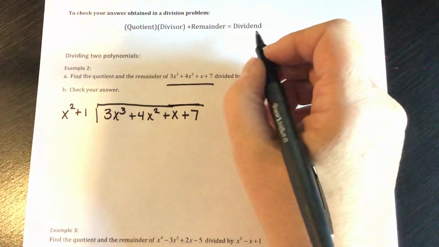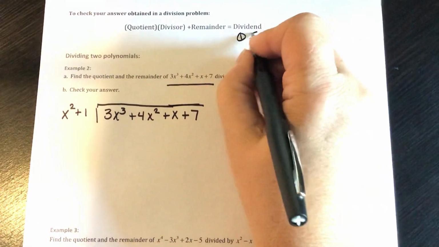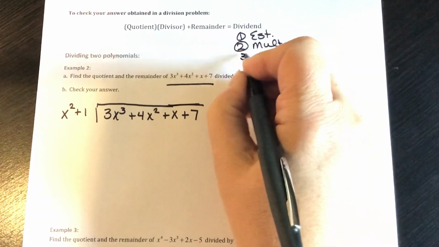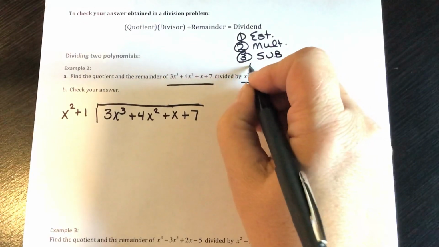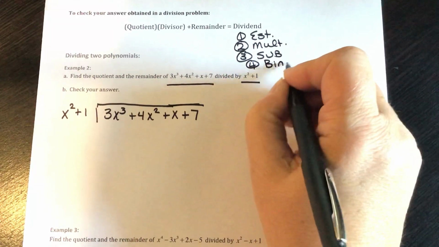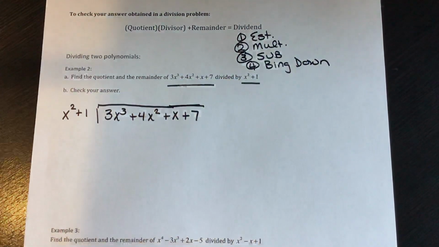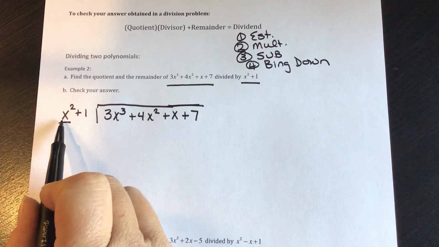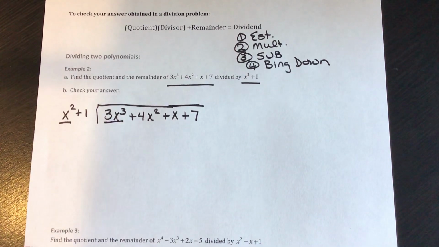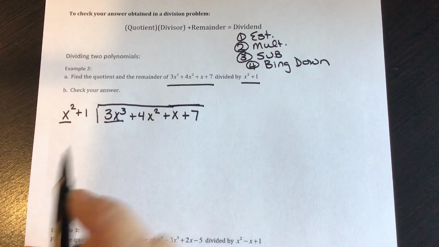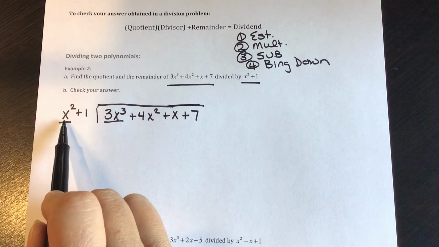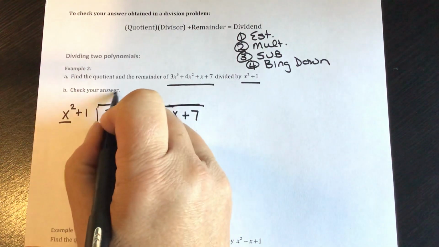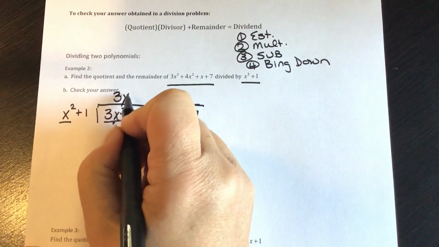All right, so if we repeat our process, remember 1 was estimate, 2 was multiply, 3 was subtract, and 4 was bring down. Okay, so we're going to use those steps. So I'm going to estimate how many times x squared will go into 3x to the third power. Or I'm going to say, okay, what would I multiply x squared by to get 3x to the third power? And that would be 3x. So that's what I'm estimating.